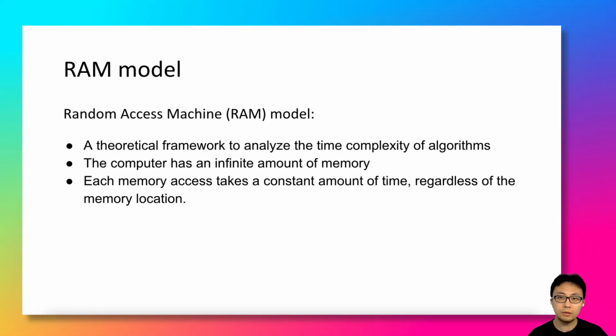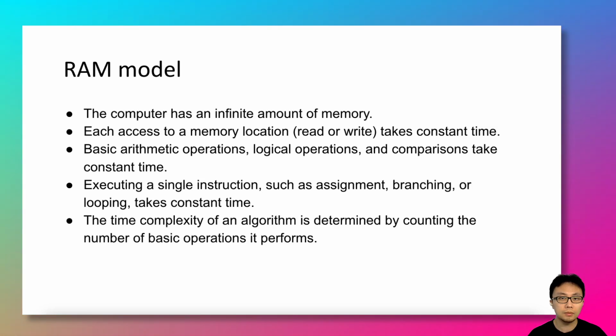The random access machine model, short for RAM model, is a theoretical model of computation, and it assumes a simplified, idealized version of computer system that processes instructions sequentially. The RAM model has a few key features, or say assumptions, that will be very important when it comes to analyzing the time complexity of a given algorithm, such as: the computer has an infinite amount of memory. Each access to a memory location, or say read and write, takes constant time. This is actually on the input or the output operations.